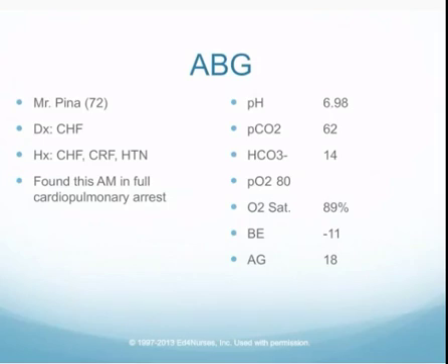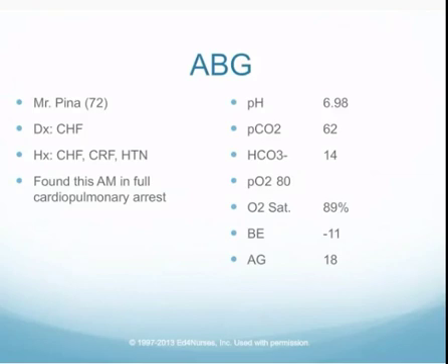They find that his pH is 6.98. He has a CO2 of 62, bicarb of 14, PO2 of 80, oxygen saturation 89%, base excess minus 11, and an anion gap of 18. So let's go through each one of those values and talk about what they mean.